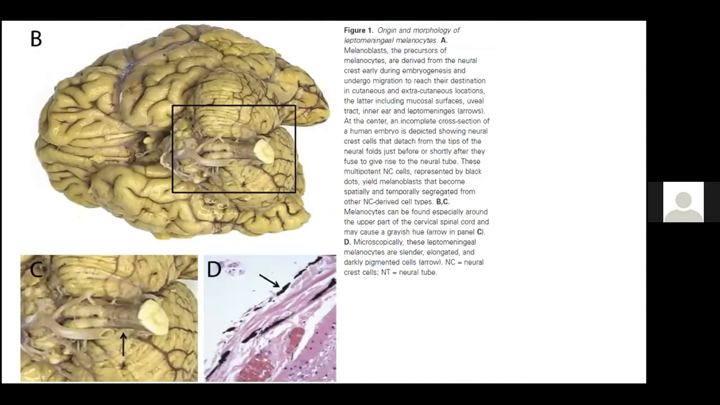So here's a great picture. This dark staining on the brainstem is actually melanin. And you can see histologically that there are these pigmented cells here. So this is in normal people. We all have this.